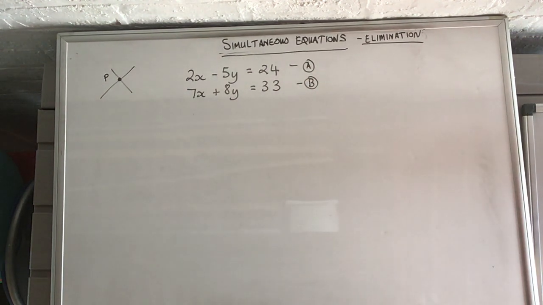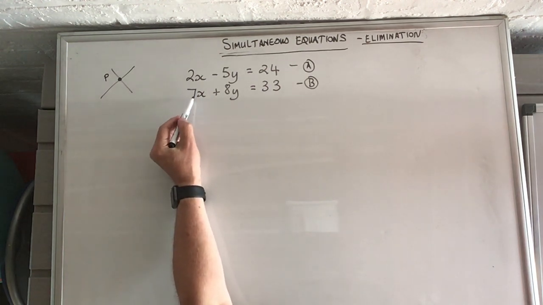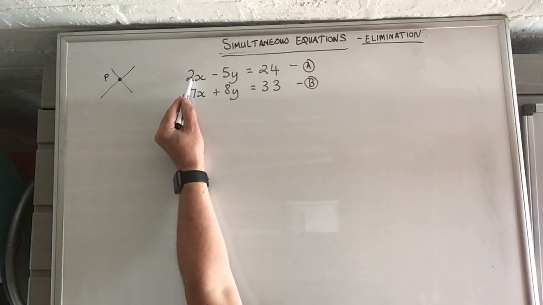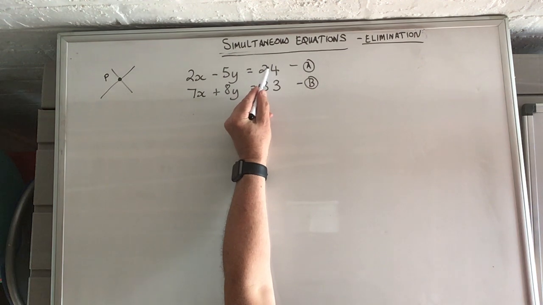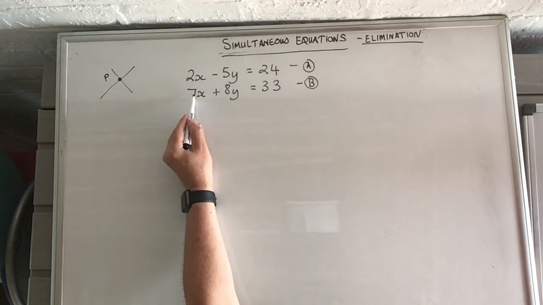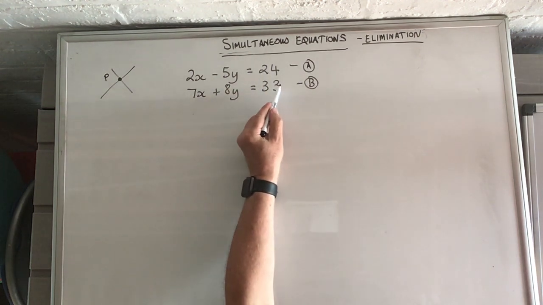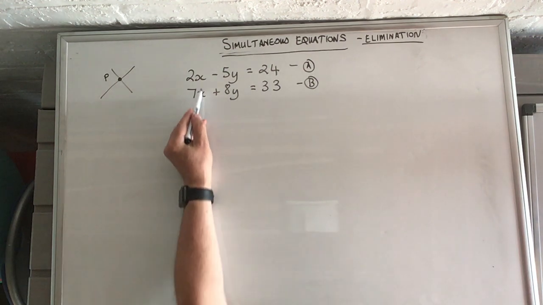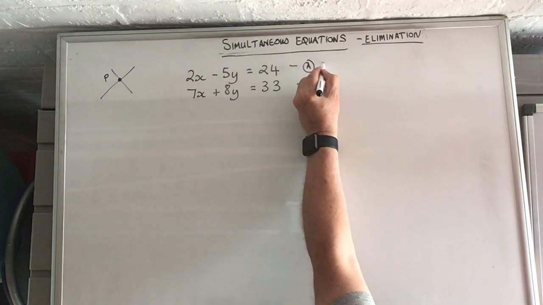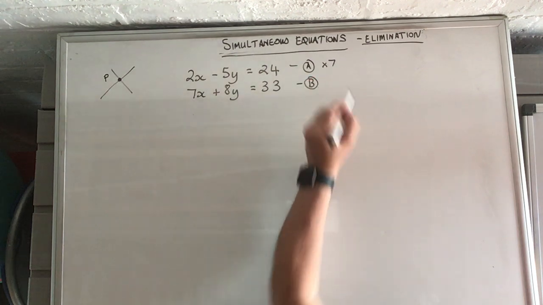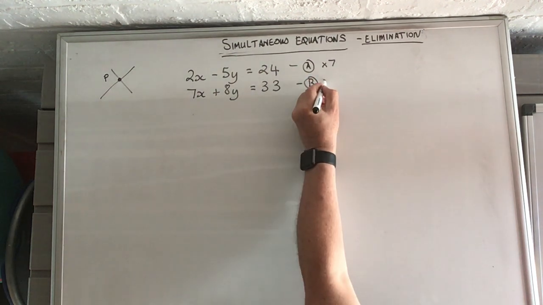Right, what do we have to do then? Well, if we look at the 2 and the 7, if I multiply this by 7 all the way through, I get quite big numbers, and I multiply this by 2 on here, then I'll be able to eliminate these. So I'm going to multiply the first equation by 7 and the second equation by 2.